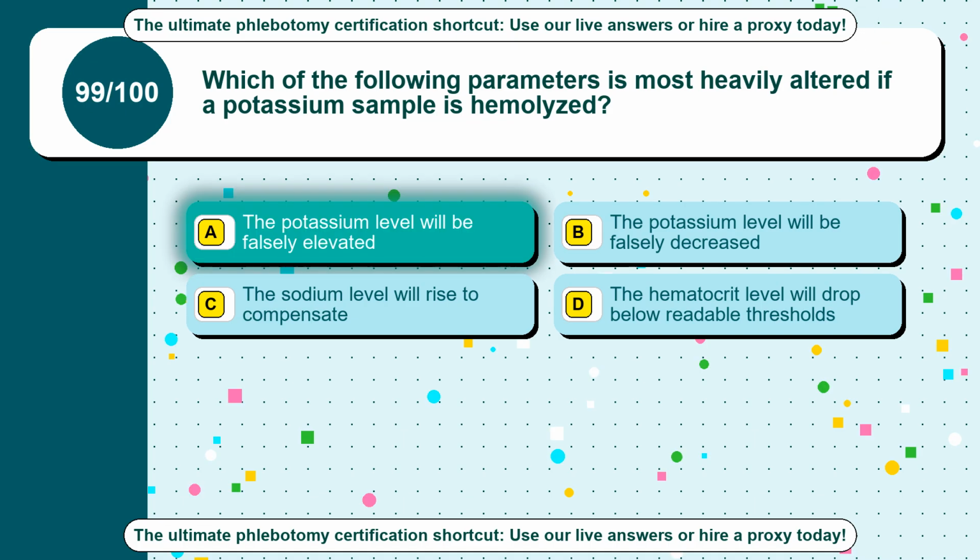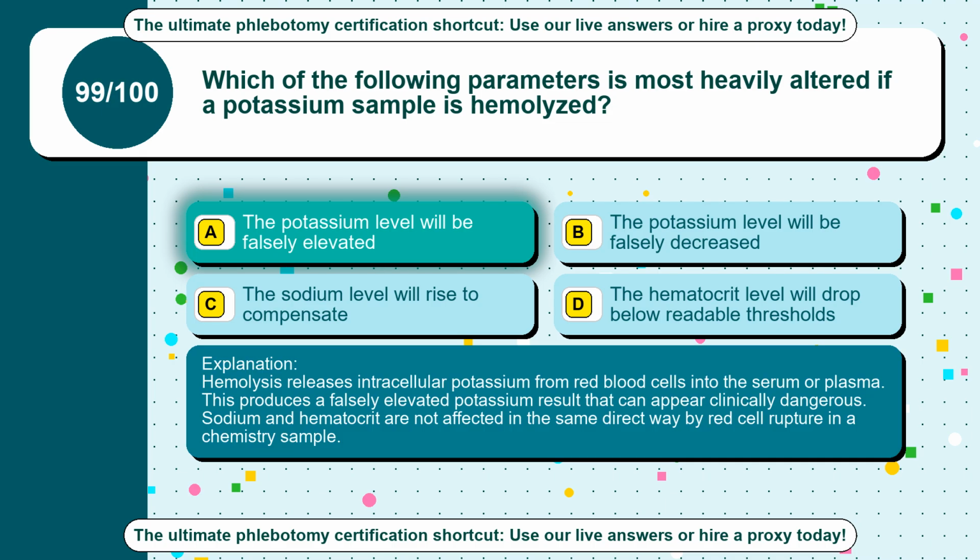The potassium level will be falsely elevated. Hemolysis releases intracellular potassium from red blood cells into the serum or plasma. This produces a falsely elevated potassium result that can appear clinically dangerous. Sodium and hematocrit are not affected in the same direct way by red cell rupture in a chemistry sample.